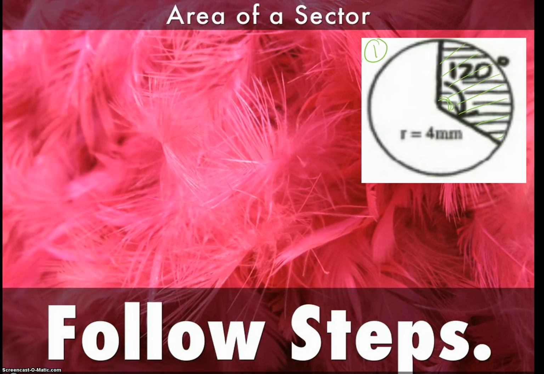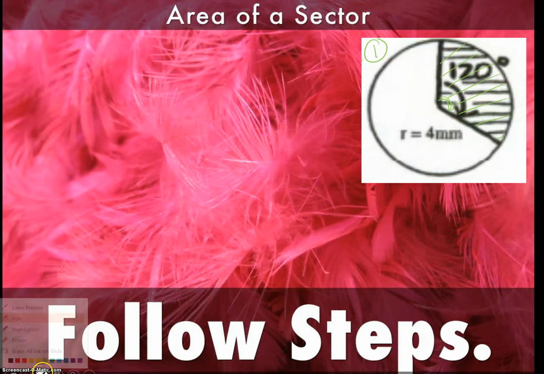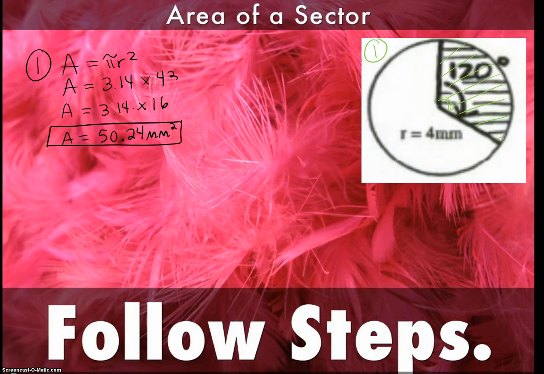Step 1, changing colors here. Let's find a color that works. Step 1 on area of a sector is to find the area of the entire circle. So I use the formula A equals pi r squared. So area is 3.14, and I'm going to multiply by 4 squared. So you notice how it's linear, everything is lined up. And pause the video and see if we get the same answer and label. So the area is 50.24 millimeters squared.